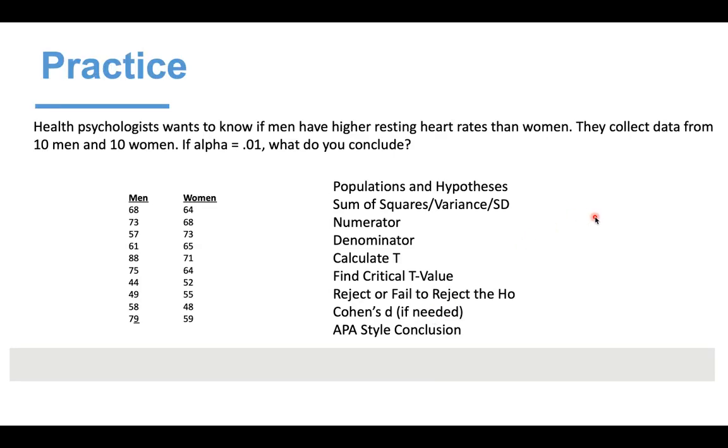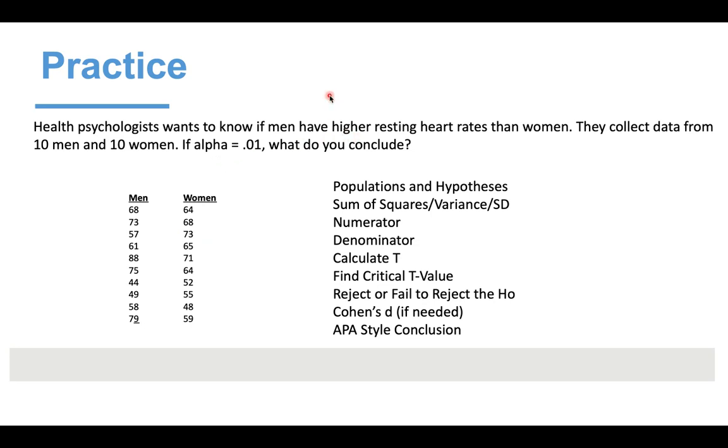So here's our first problem. Health psychologists want to know if men have higher resting heart rates than women. They collect data from 10 men and 10 women. We can see the data provided here. We have our 10 men and their resting heart rates, usually in beats per minute, and women and their resting heart rates in beats per minute. If alpha equals 0.01, what should we conclude?